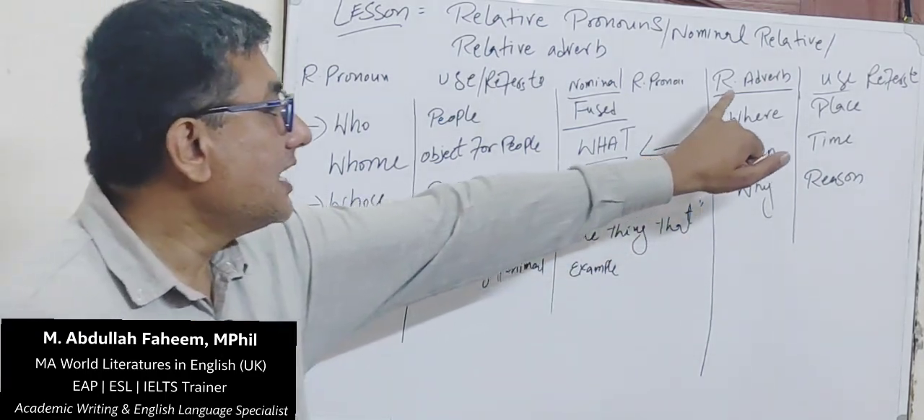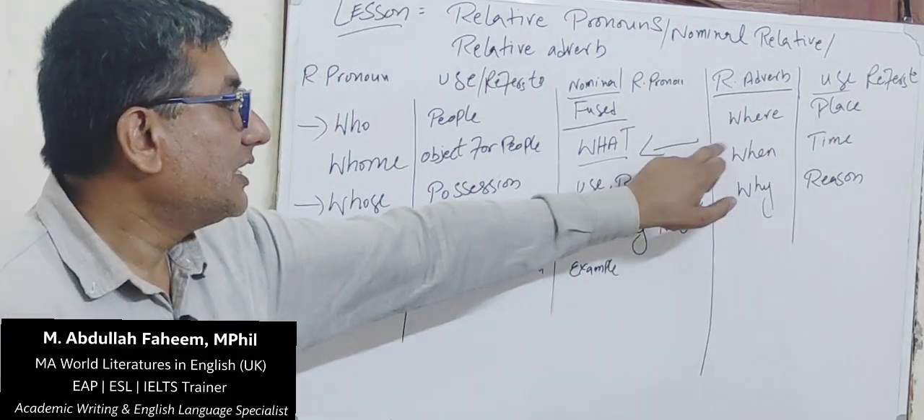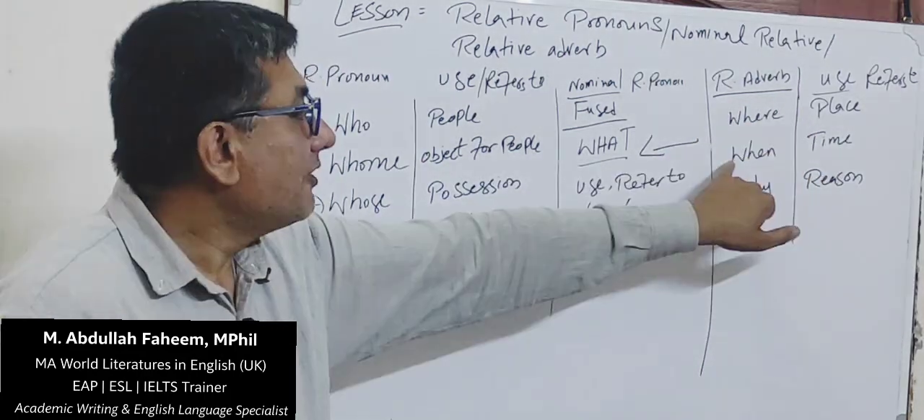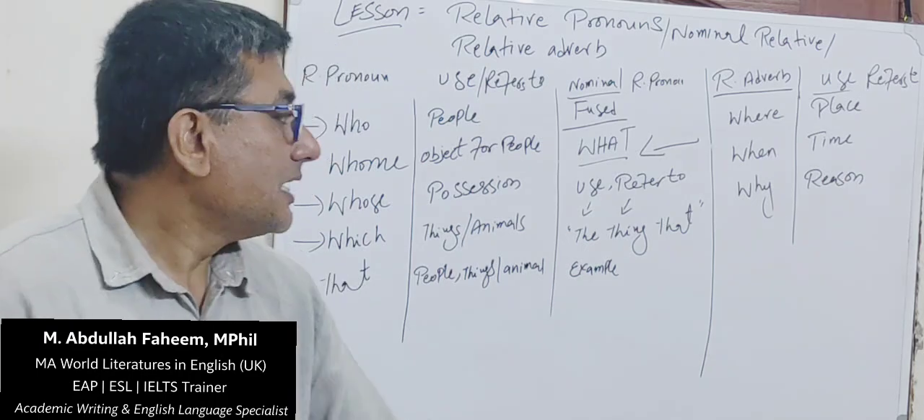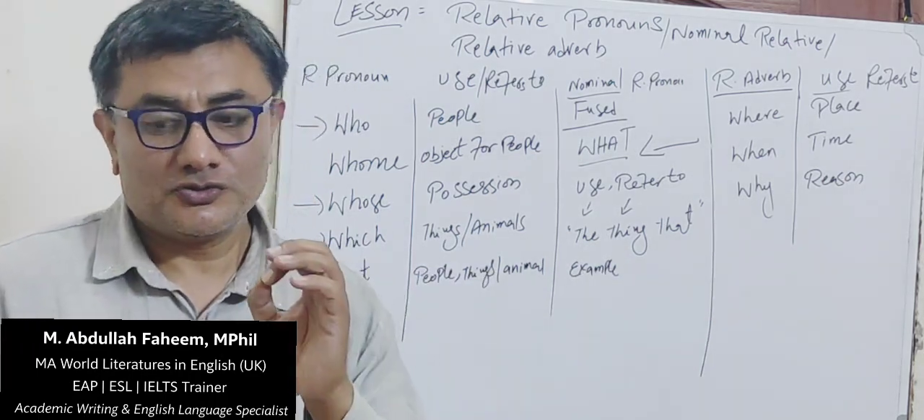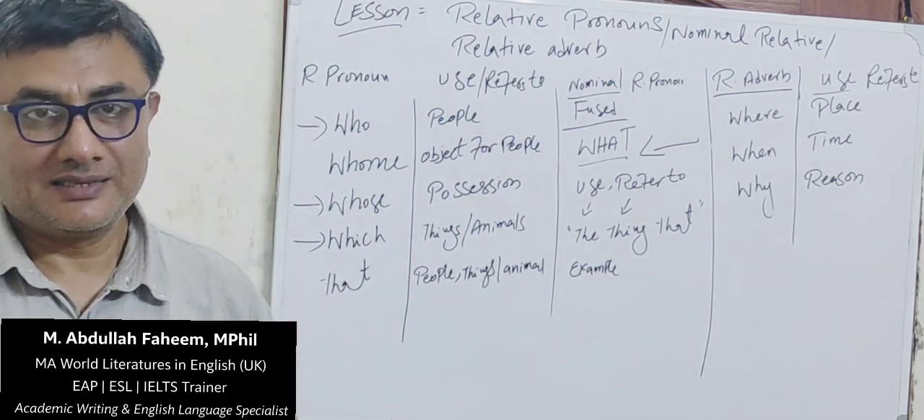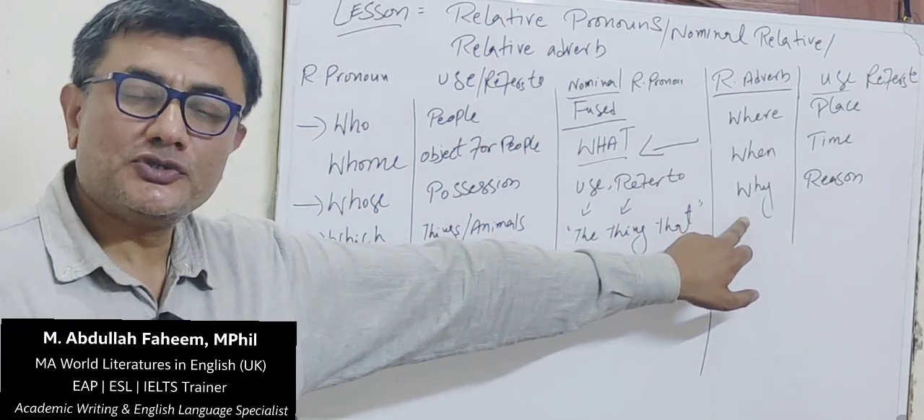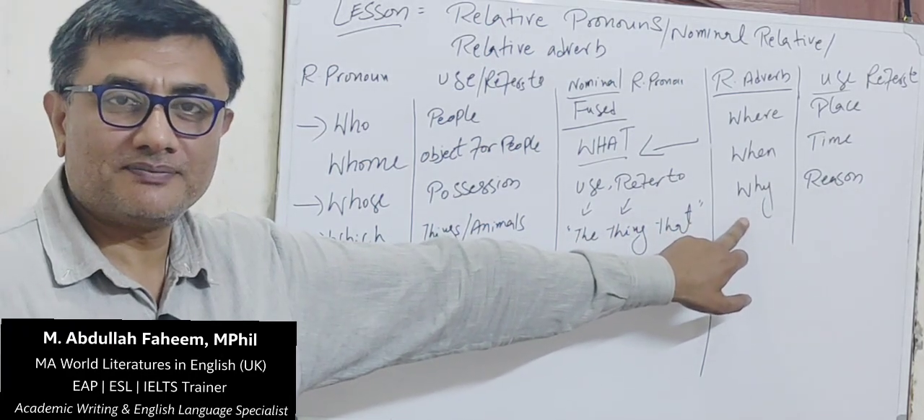Our last category is relative adverbs. Actually, where is used to indicate a place, when is used to indicate time, and the last one is why, which is used to indicate reason. For example, why did you do this to me? आपने मेरे साथ ऐसा क्यों किया?